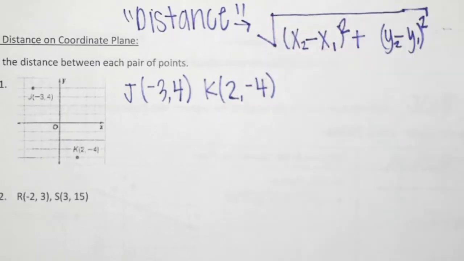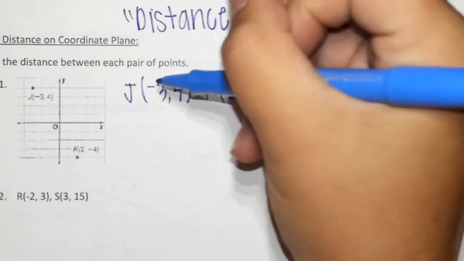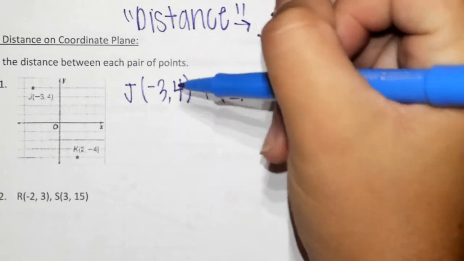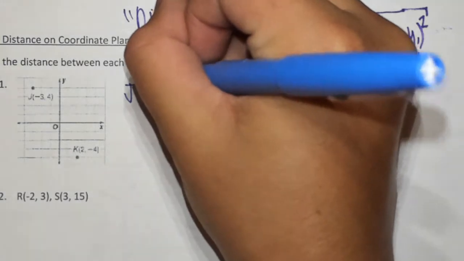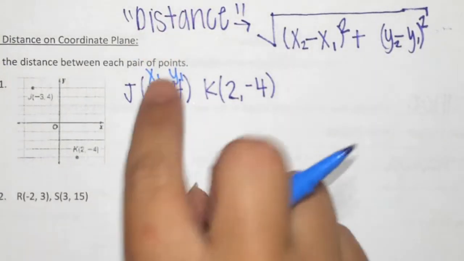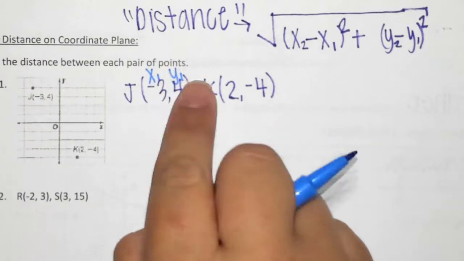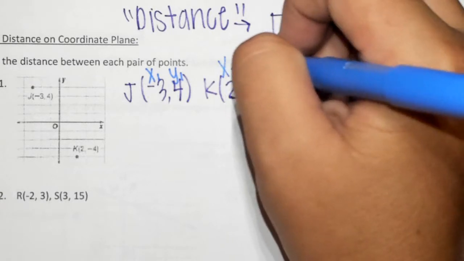The first thing you need to do is label each of these as X or Y. It doesn't matter which one comes first or second, but you have to know which is X and which is Y. So I'll start with X1, Y1. Both of these are first. This is the first point I'm using, so I have X1 and Y1. And then in K, I have X2, Y2.